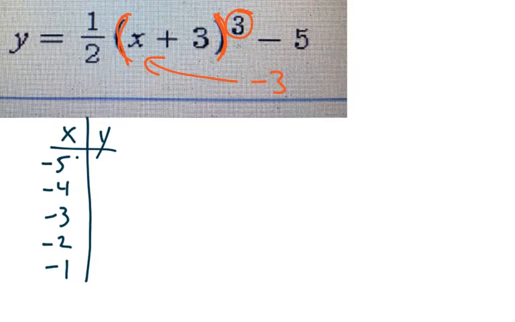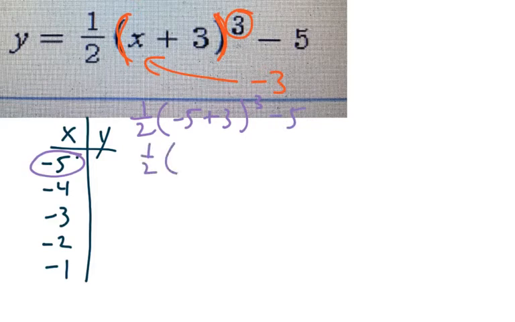And so let's go ahead and get started. We'll start by plugging in -5. So we'll have 1/2 (-5 plus 3) cubed minus 5, right? Which is 1/2 times -2 cubed minus 5.